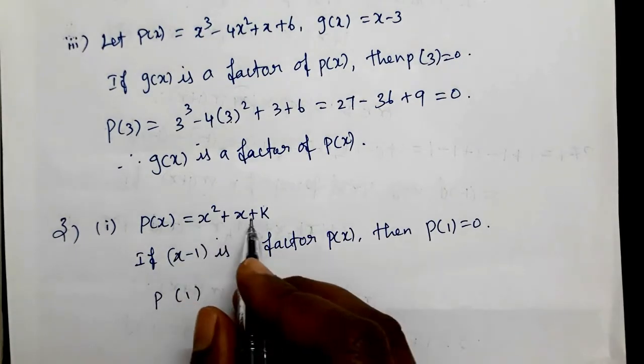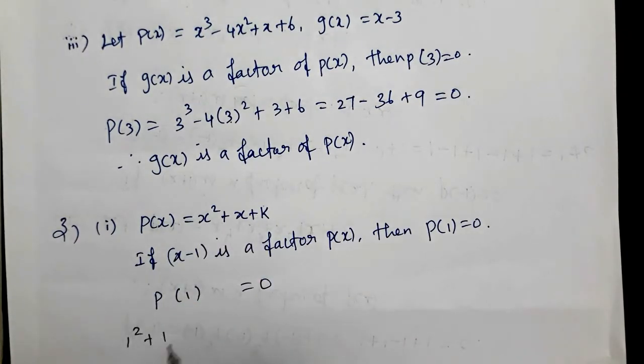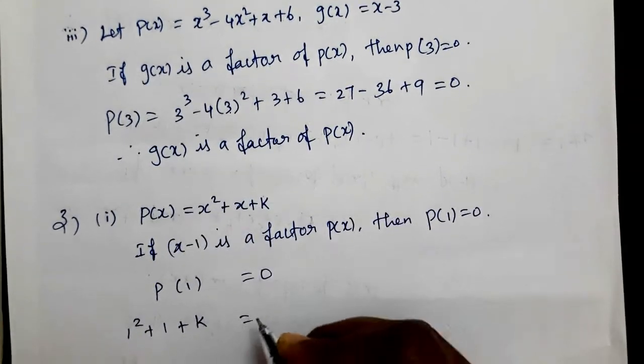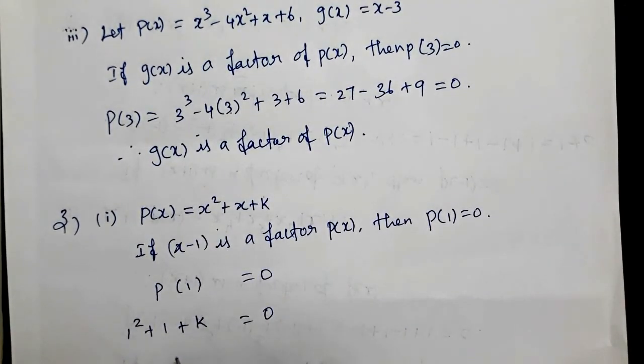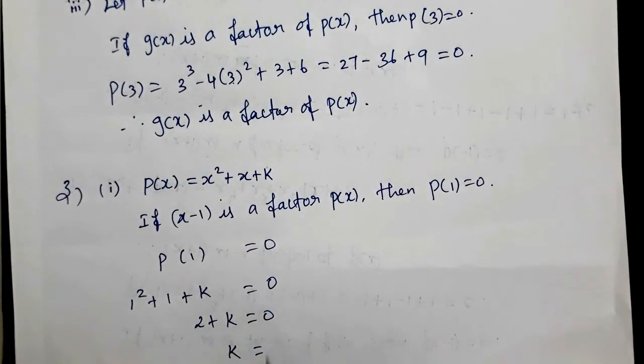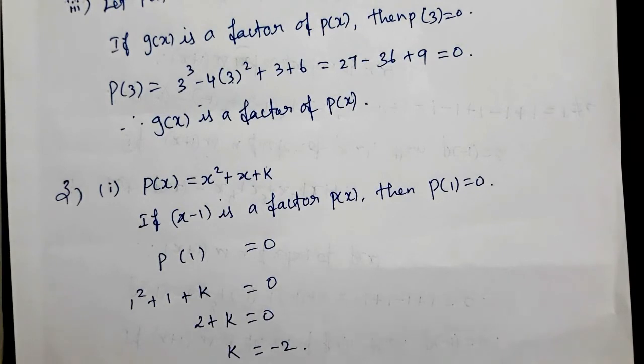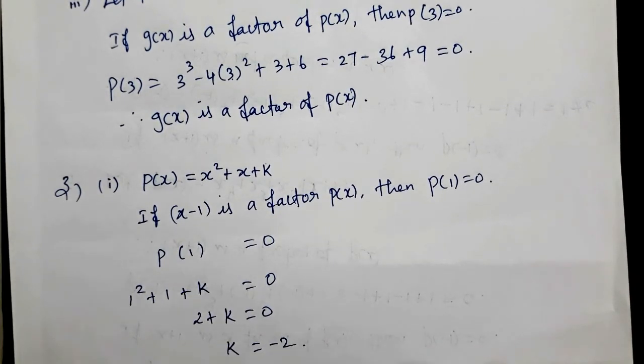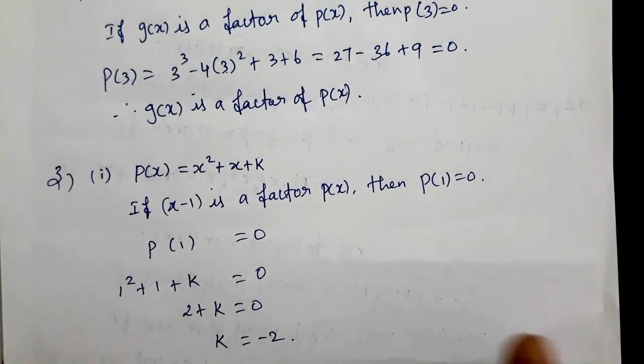Here x instead of we can substitute 1, we will get 1 square plus 1 plus k equal to 0. Here 1 square we will get 1. So 1 plus 1 2. So 2 plus k equal to 0. So k equal to this plus term becomes that side, mean minus 2. Therefore k value minus 2. That's all for the first sub question. Now move on to the next one.